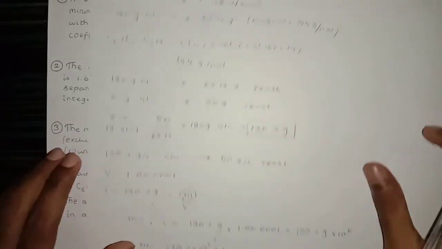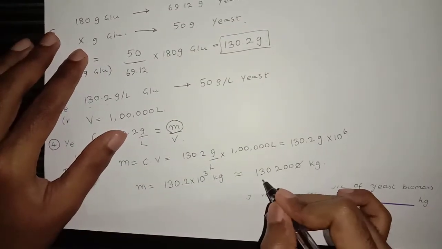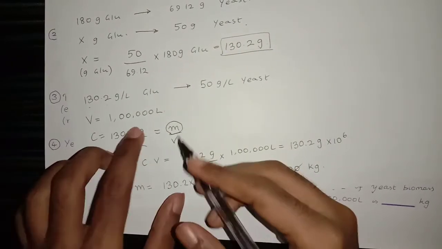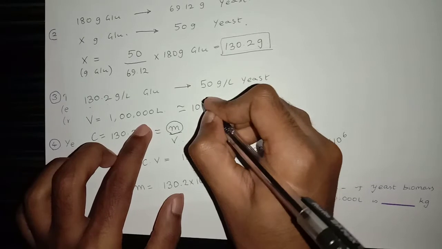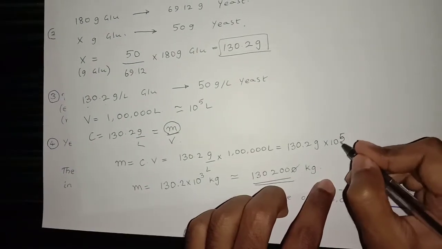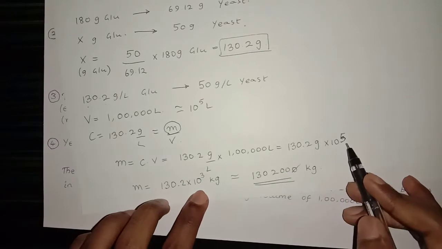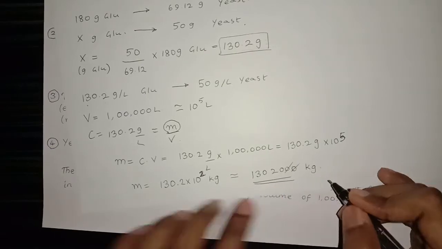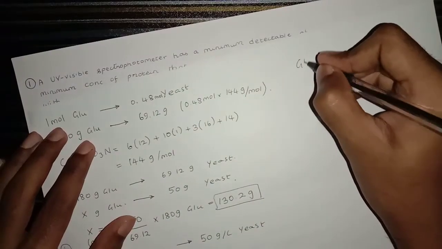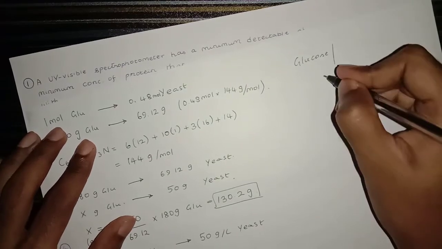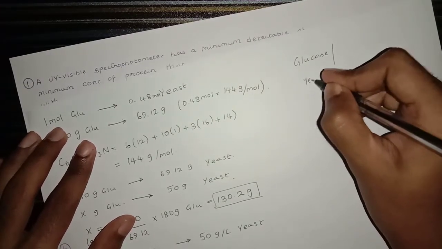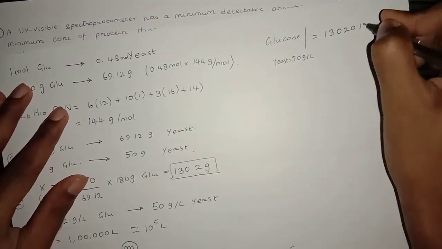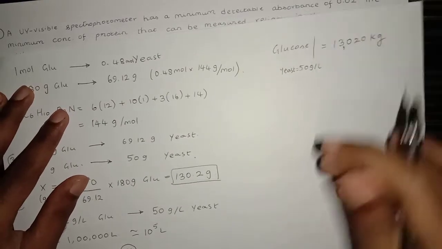Therefore the mass of glucose required is nearly... 1 lakh liters is 10 power 5 liter. So it's 10 power 5. So the mass of glucose required to produce 50 gram per liter of yeast is 13020 kg, nearly 13,000 kg.